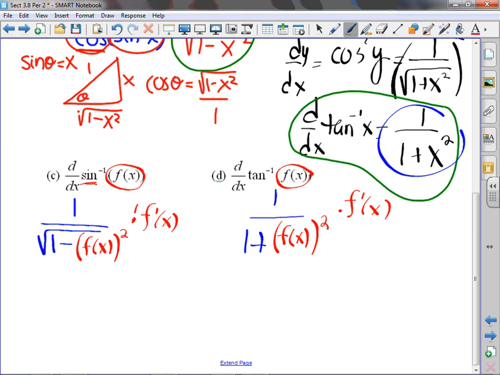Chain rule. Derivative of the outside times the derivative of the inside. Yeah, I gave you that sheet. Remember, whatever's in here stays in there.